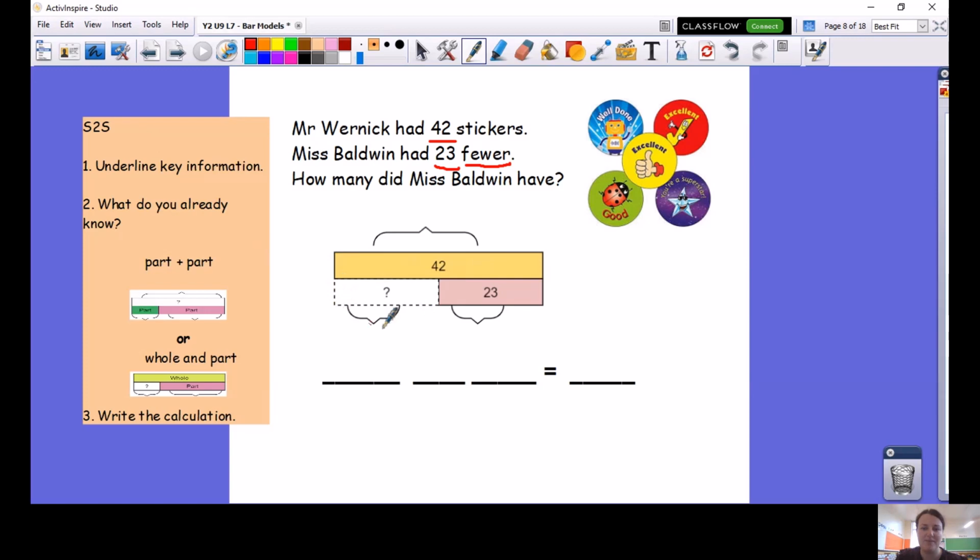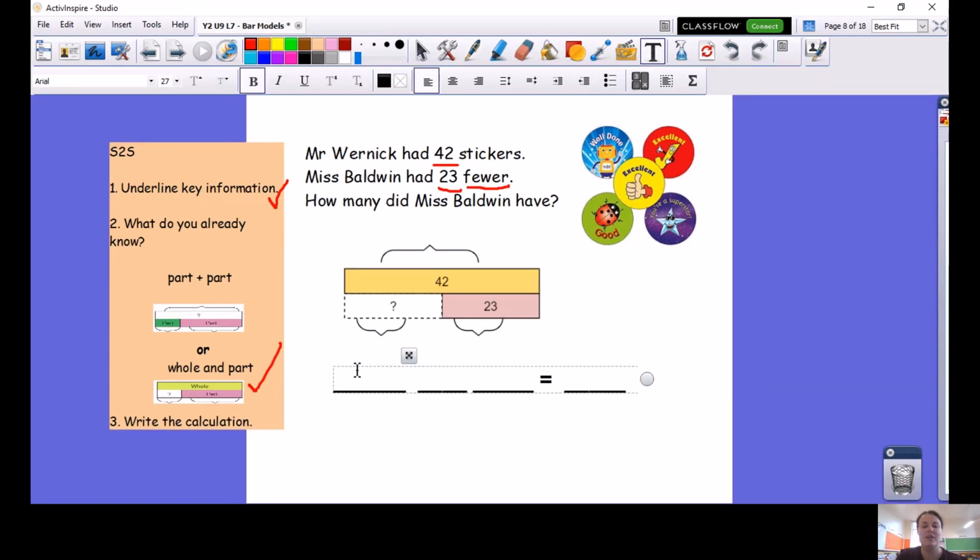What is this part? And when I'm looking for the part, I'm looking at a subtraction question. Now I need to write that calculation, starting with my minuend, which is always the whole, which is 42, and I'm going to be taking away the part I know, which is 23, to get my answer.